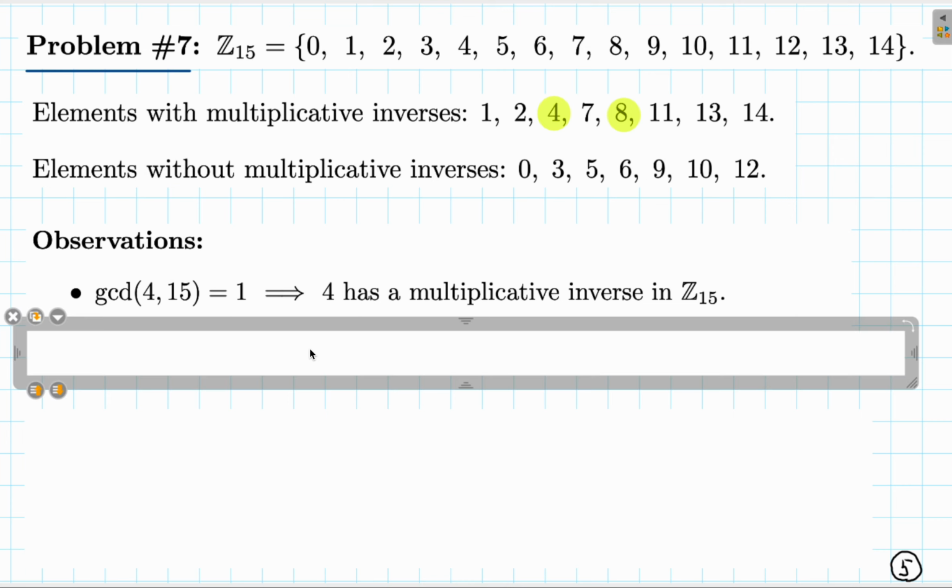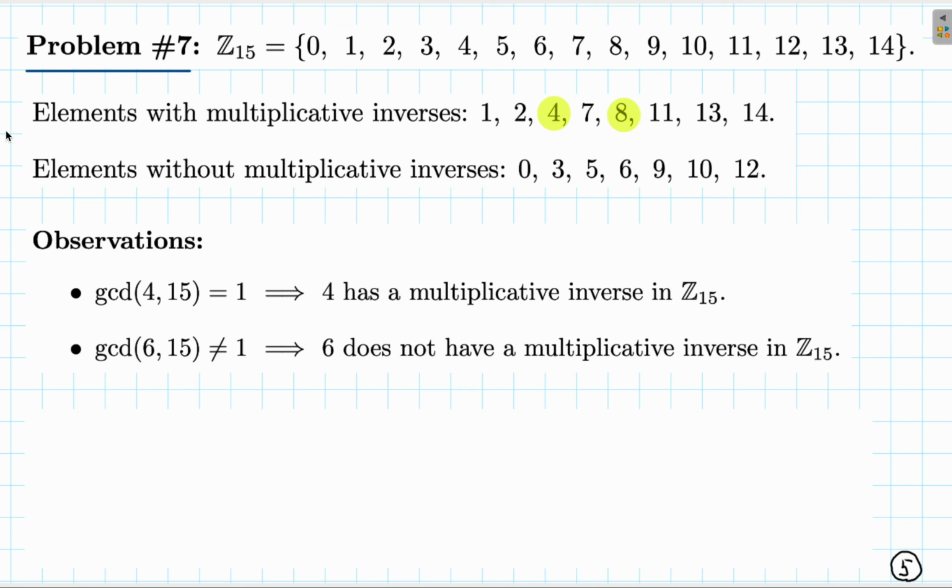And does it go the other way around? For instance, we saw that 6 does not have a multiplicative inverse. What do we know about 6 and 15? Their GCD is 3. It's certainly not 1. 6 and 15 are not relatively prime, and therefore we saw that 6 does not have a multiplicative inverse in Z15. Can we say the same about, say, 10? Well, 10 and 15, their GCD is 5. It's not equal to 1. 10 and 15 are not relatively prime, and we saw that 10 does not have a multiplicative inverse in Z15.